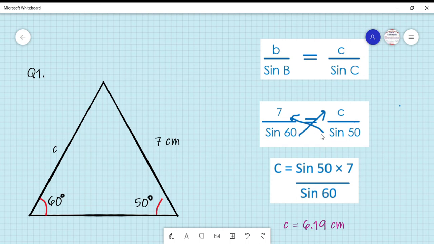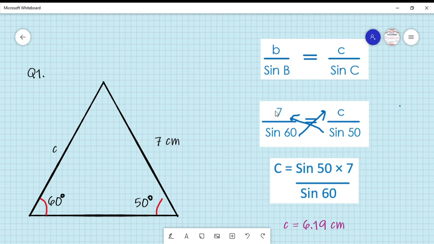So after we do this, we cross multiply. What I mean by cross multiply is to find C, we multiply sine 50 with 7. Or for example, you wrote it the other way, like C over sine 50 here and 7 over sine 60 here. A simple way to understand this is if you have the unknown value on top and the known values at the bottom, you multiply the values that you have together.